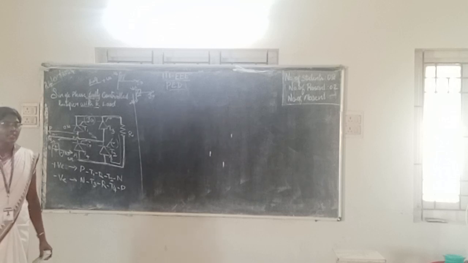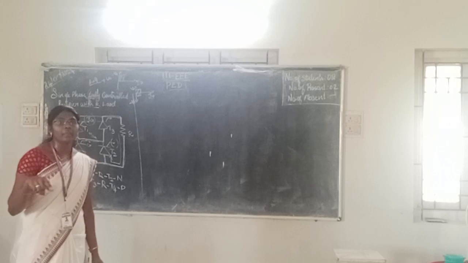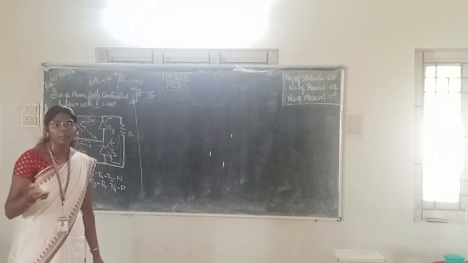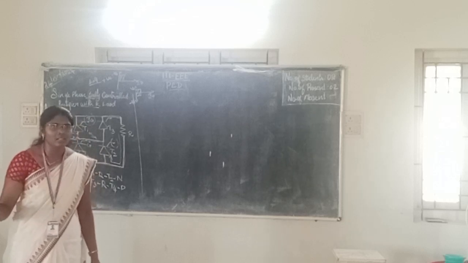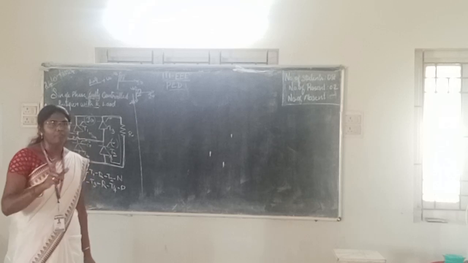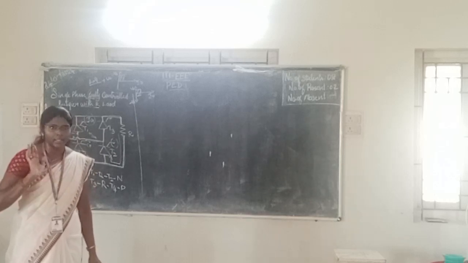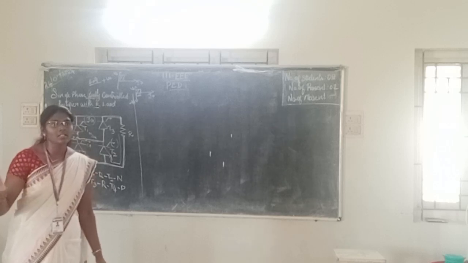That firing angle is represented by the letter alpha. So this alpha will be in the form of some degrees, either from 0 to pi. Pi is how many degrees? 180 degrees. 2 pi means 360 degrees. One full cycle is 360 degrees. Half wave control rectifier means it will work in the first half cycle, so 180 degrees. For full wave control we will say 2 pi.